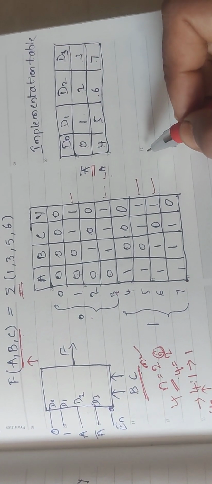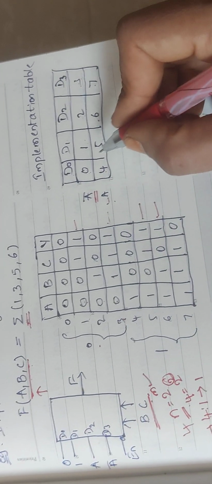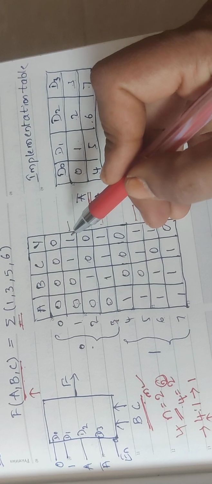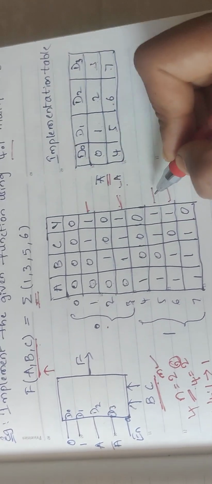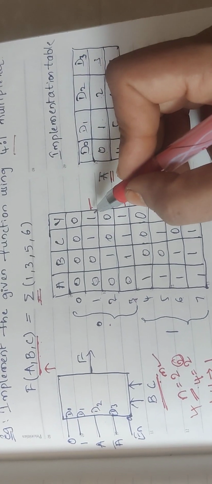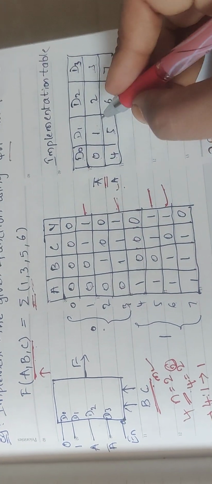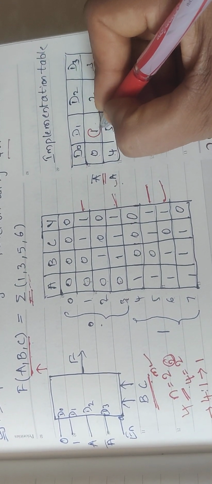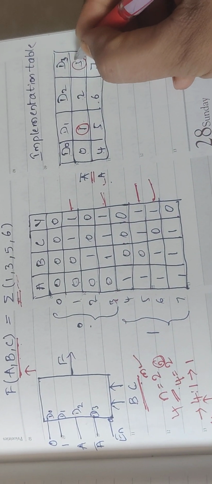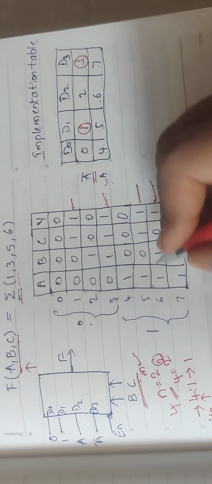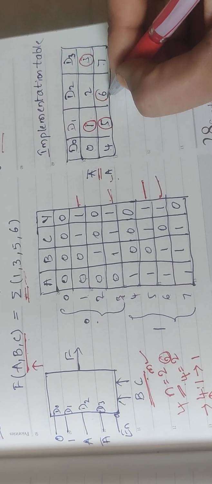Before that, what we need to do in this table is, wherever 1 is there in the Y column, here it is 1, here it is 1, here it is 1, and here it is 1. The 1 is there for which decimal number? 1. So encircle the 1. And the next one is for the decimal number 3, so encircle the 3. And the next one is for the decimal number 5, so circle the 5. And the next one is for the 6.